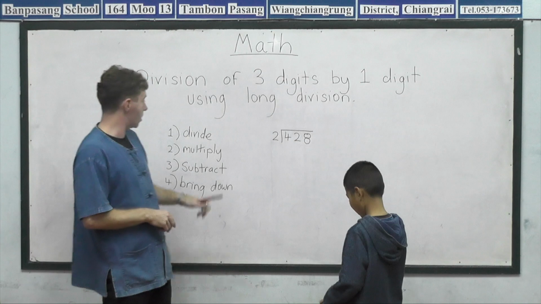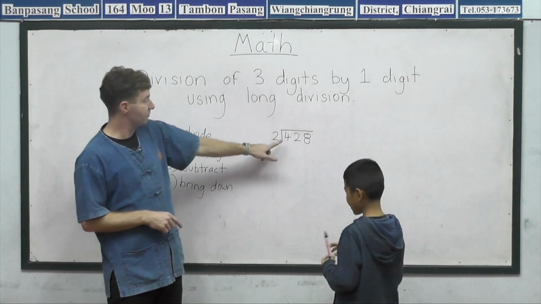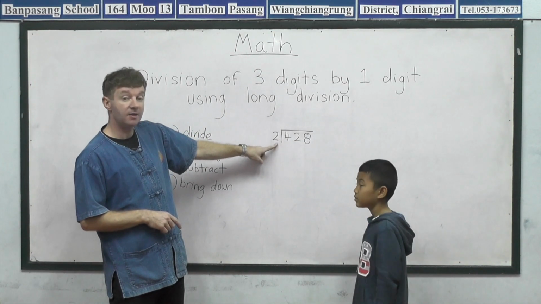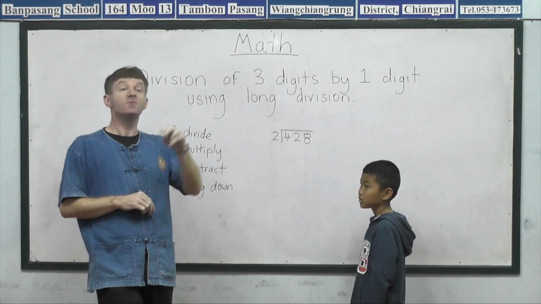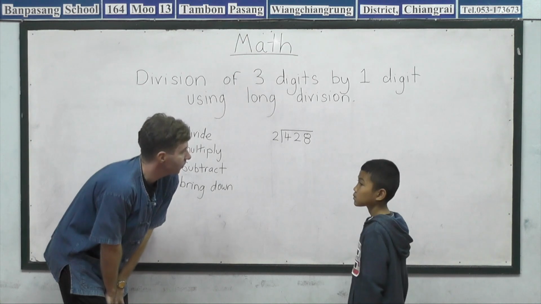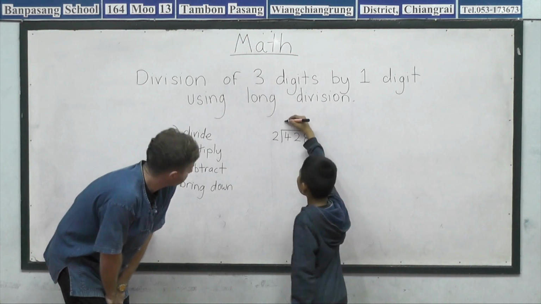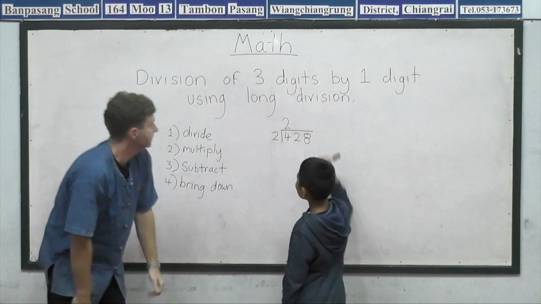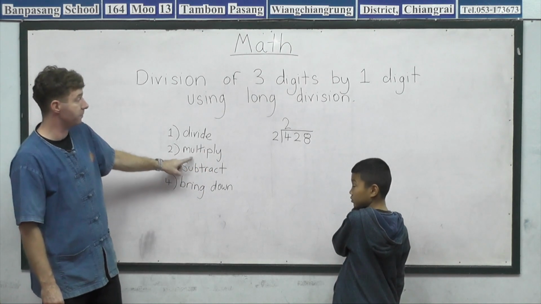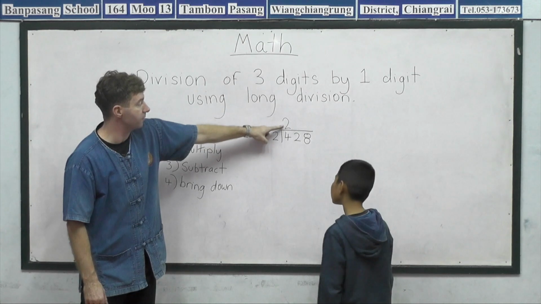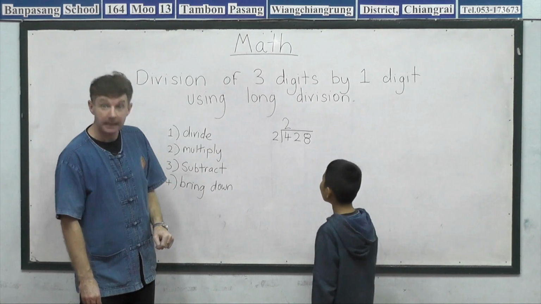So, step number 1. Divide. 4 divided by 2 equals 2. So where will we write 2? Excellent. That's step number 1 done. Now for step number 2. Multiply. 2 multiplied by 2 equals 4.